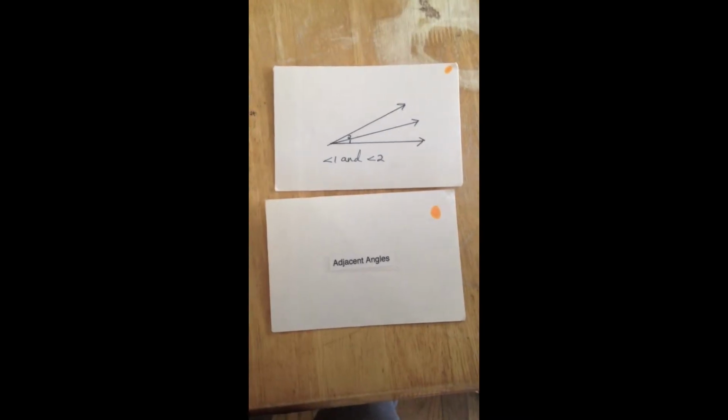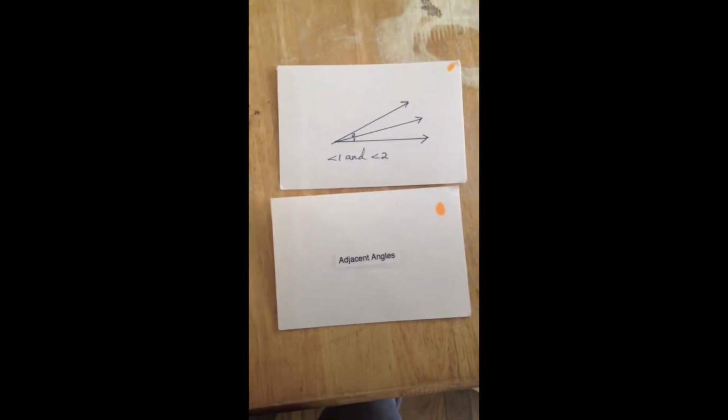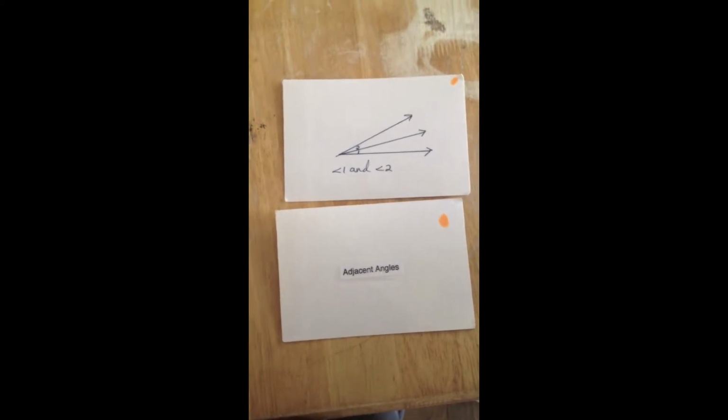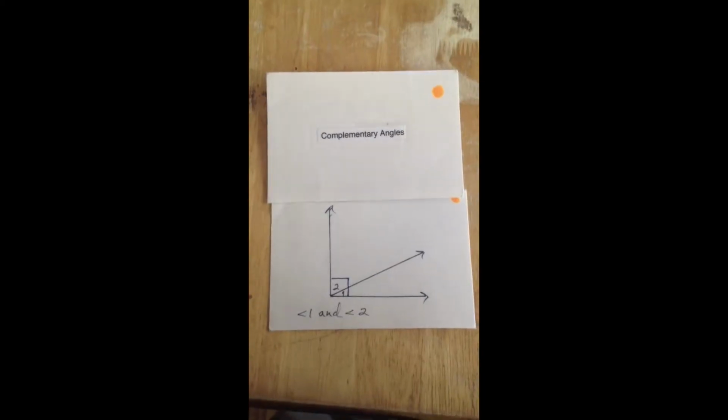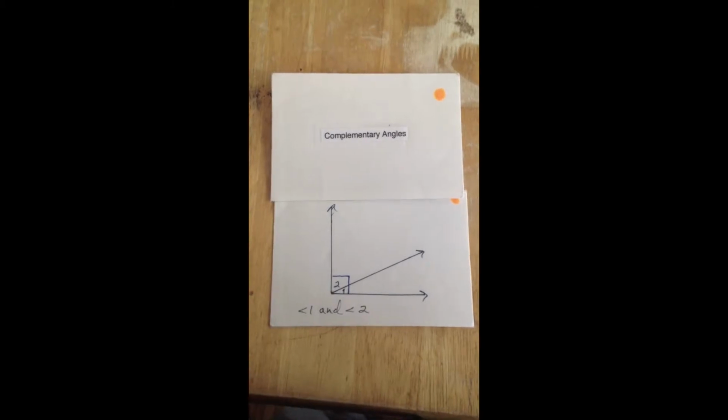Two angles are adjacent if they have a common side and a common vertex and don't overlap. Complementary angles are angles that add up to 90 degrees.